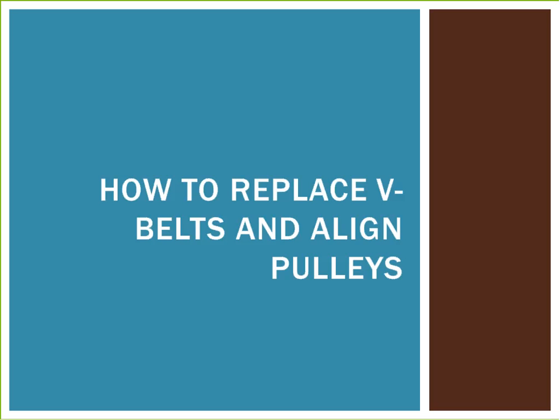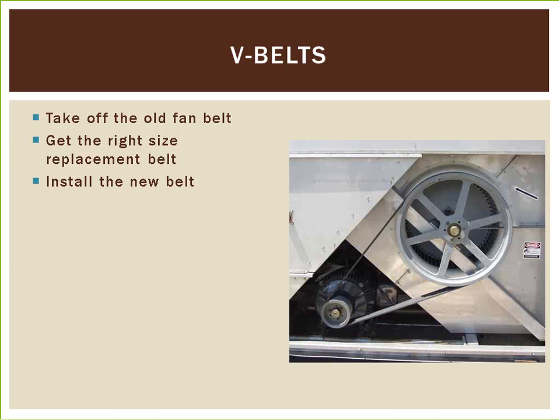Next, we will review how to replace V-belts and align pulleys. First, take off the old fan belt. Take the old belt off the pulley. You will need a wrench or maybe two to release the tension on the belt. Tension systems differ between applications, but the effect of each is still the same. They maintain a tight belt when in use, and they allow you to adjust the tension. In this case, you want to reduce the tension on the belt so that you can slide it off of the pulleys. Cutting the belt is an acceptable option as well.